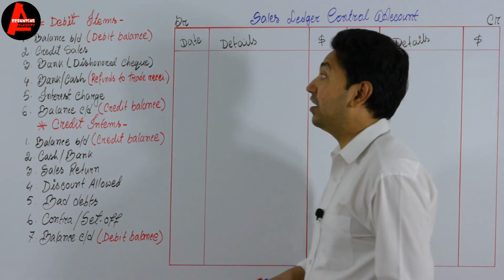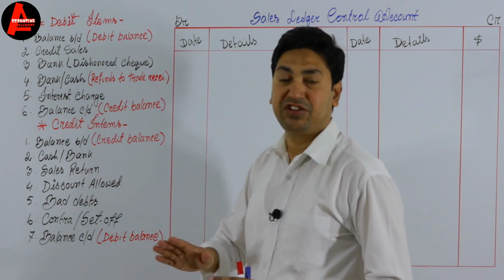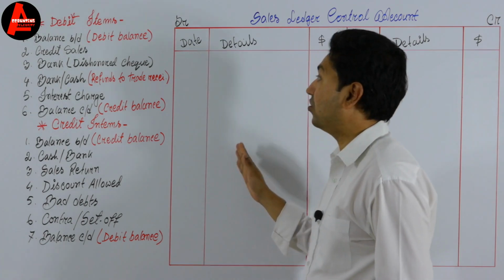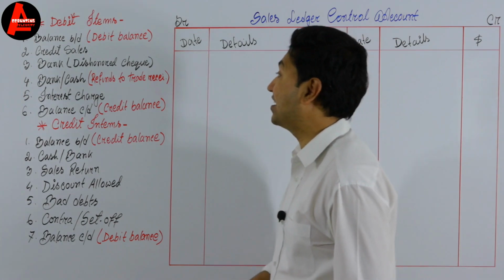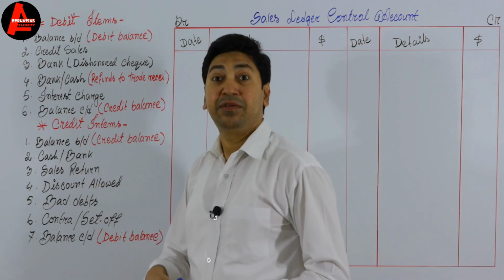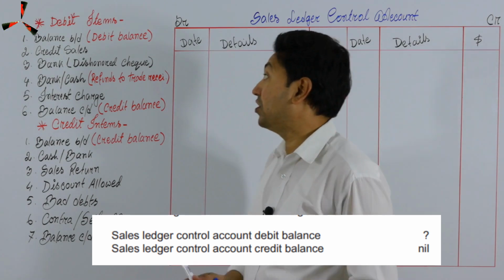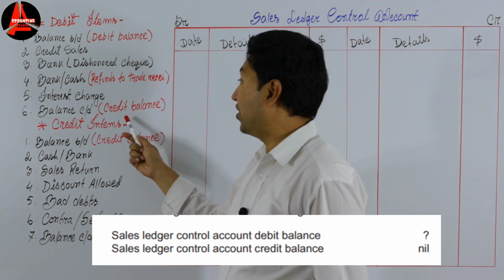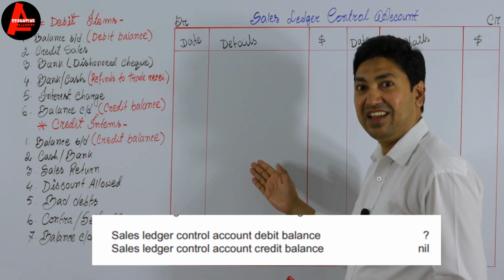Number 5 here, interest charge on overdue account. If there is interest here, we have to record it on the debit side. Last one, number 6, balance CD. Balance CD means the closing balance, which will be given in the question. So if it is a credit balance, then we have to record it on the debit side here.